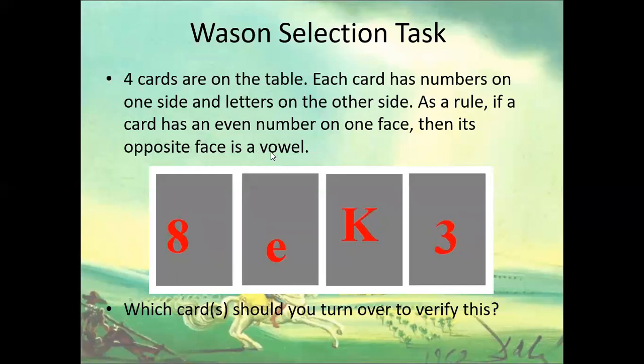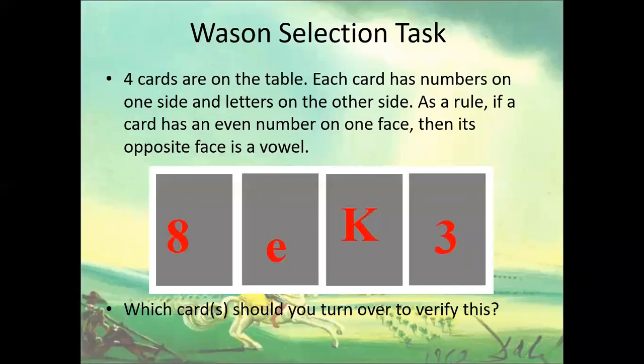If a card shows an even number on one face, then its opposite face is a vowel. And you don't want to overturn any cards unnecessarily. So what cards would you overturn? Anybody want to take a guess? Who wants to do me a favor and speak up? No guesses? Just a second, let us think. Okay. Anybody have an answer?